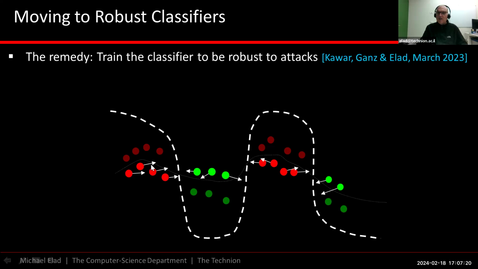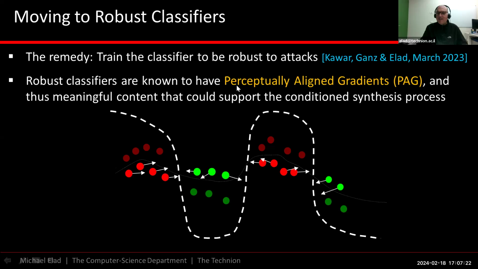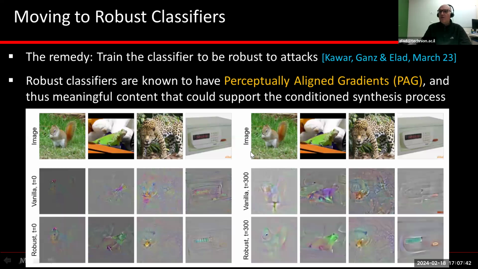So now you get something known as PAG, perceptually aligned gradients: gradients that have visual meaning, in the sense that you are staying on the manifold as you change. So robustness might help in improving the classifier guidance. And so Bahjat Kawar, together with Roy Gantz, worked on this and tried it and came up with the following.